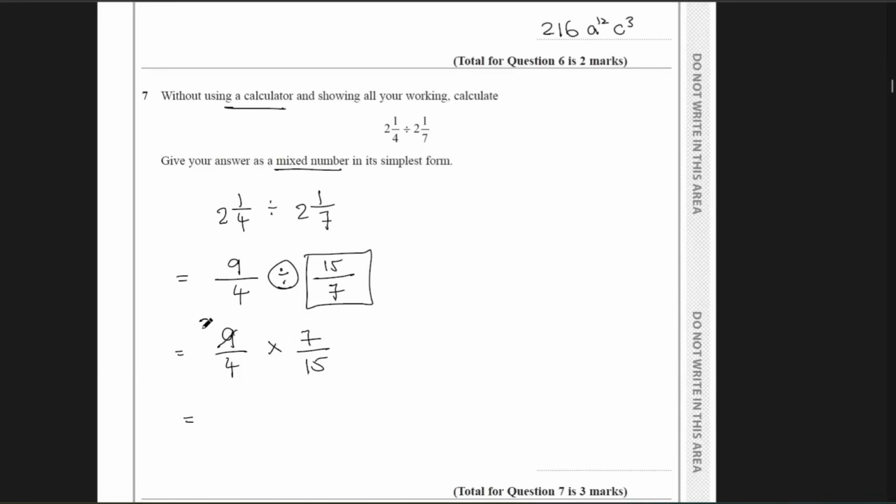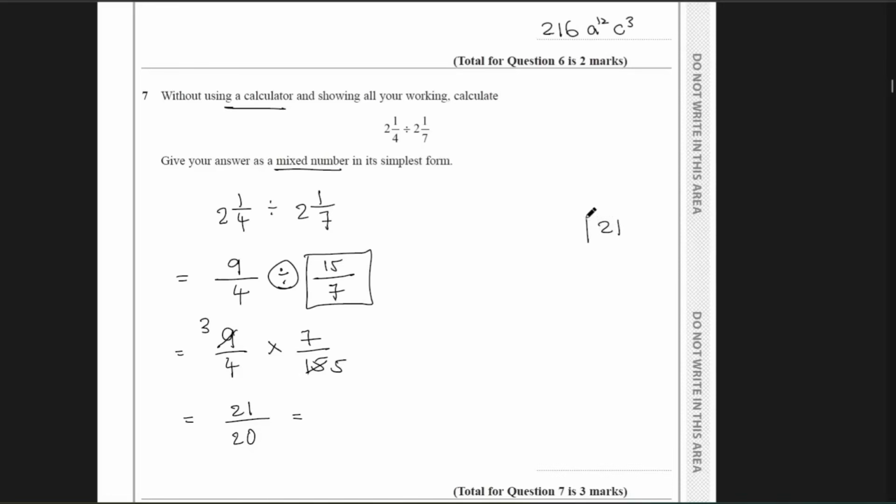So 3 3s are 9, 3 5s are 15. There is nothing else to simplify. The numerator becomes 3 times 7, which is 21, divided by the denominator, which would be 4 times 5, 20. So 21 over 20. We still have an improper fraction. We need to convert this into a mixed fraction. How do we do that?